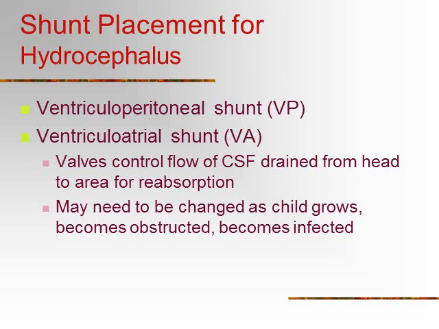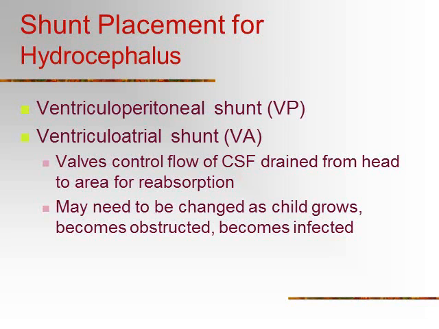Okay, so for hydrocephalus, usually what's placed is called a ventriculoperitoneal shunt, a VP shunt. You can also do a ventriculoatrial shunt, but VP shunts are much more common from what I've seen. So basically, there's valves that control the flow of CSF drain from the head to the area for reabsorption. So either it goes from the ventricle to the peritoneum, or from the ventricle to the atria.